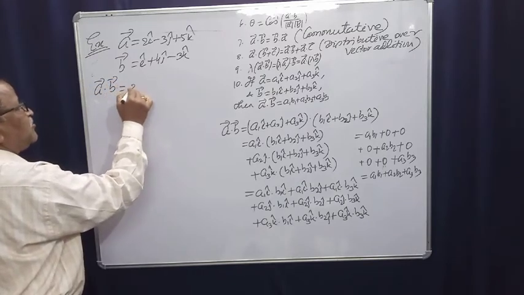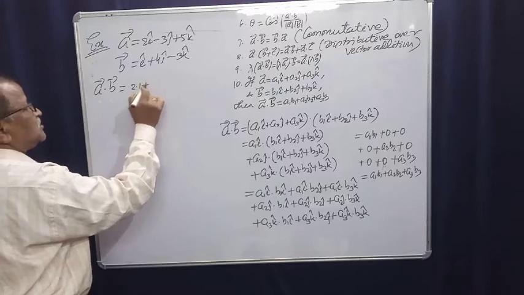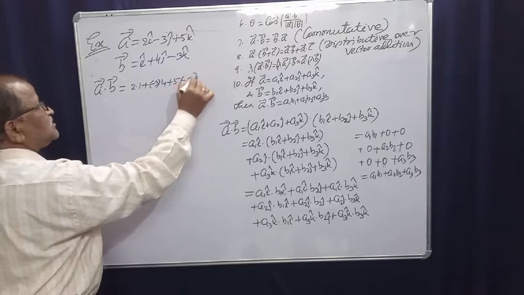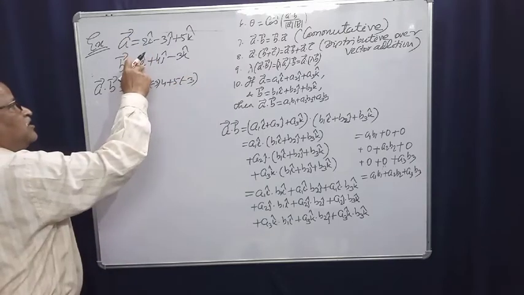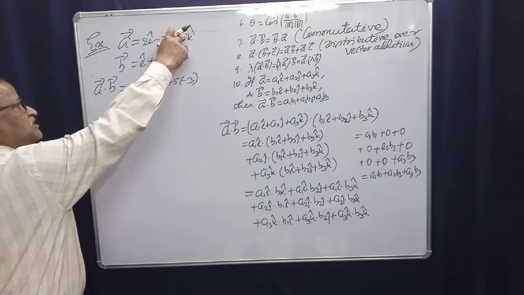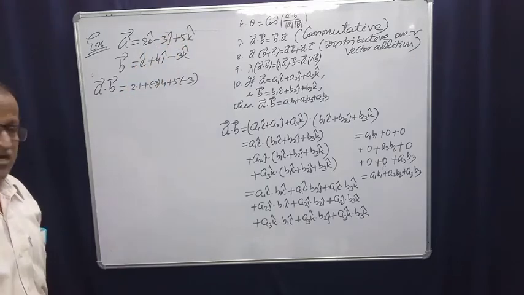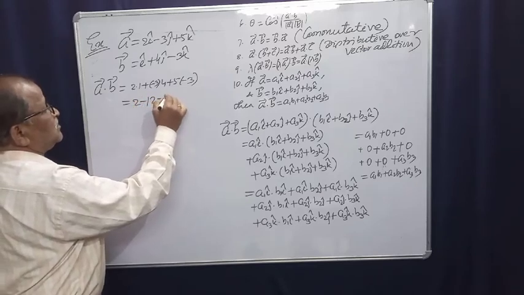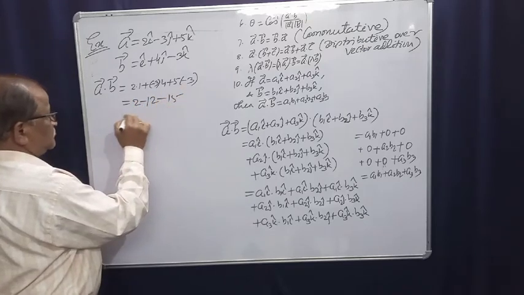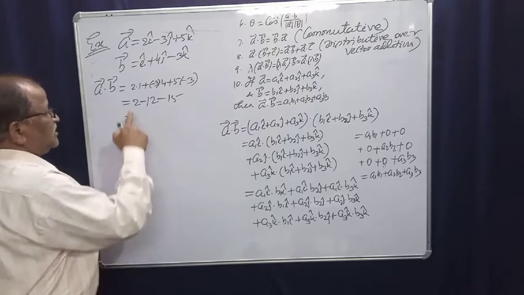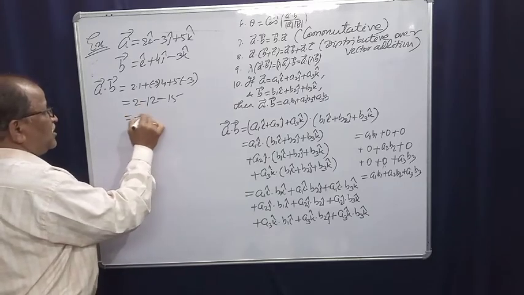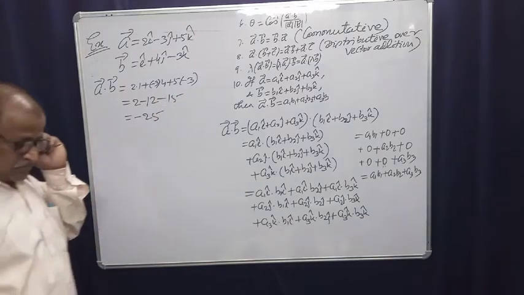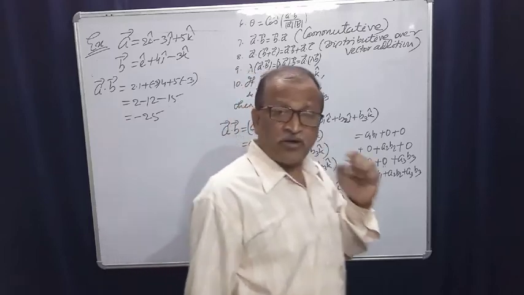A dot B will be 2 into 1 plus minus 3 into 4 plus 5 into minus 3, that is A1 into B1 plus A2 into B2 plus A3 into B3. Very easy. It is 2 minus 12 minus 15, that is minus 25. Okay, this is your dot product.